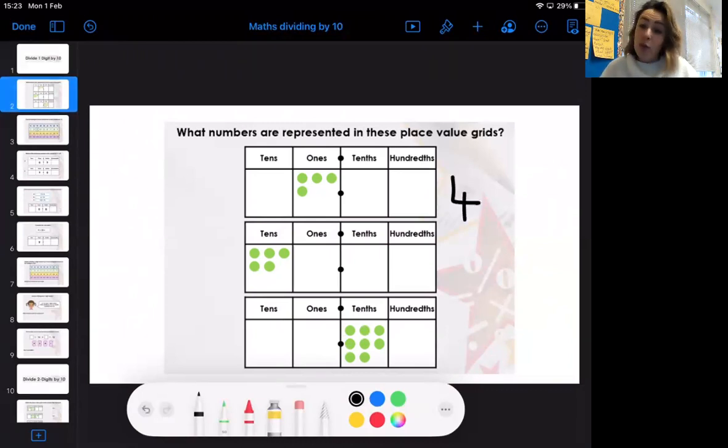So give it a tick with your different colour pencil if you got it right. The next one, we have 1, 2, 3, 4, 5 tens, which is equal to 50. And the final one, 1, 2, 3, 4, 5, 6, 7, 8 tenths. And if I was recording that, it would be 0.8. Check off those answers, give them a tick. If you don't understand, then listen to the rest of the presentation. If you still don't understand, then you can drop me a dojo.